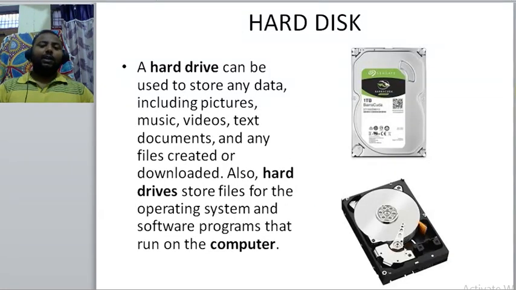Hard disk. Hard disk is used to store data including pictures, music, videos, text, documents and files created or downloaded. Also hard drive stores files for the operating system software that runs on the computer. Means the software on which the computer runs is also stored in the hard disk, as well as whatever movies, photos, video clips you want to store permanently. So it looks like this. This is a hard disk and this is the open form of a hard disk.